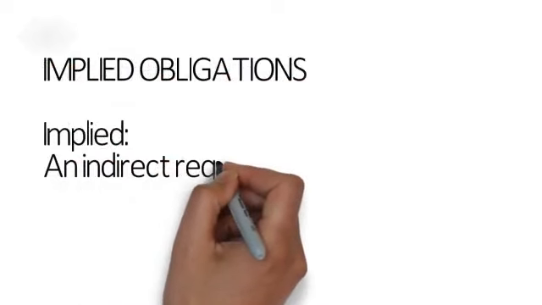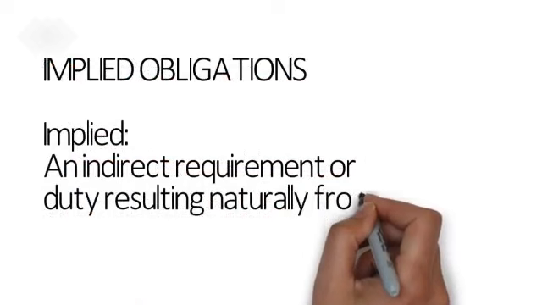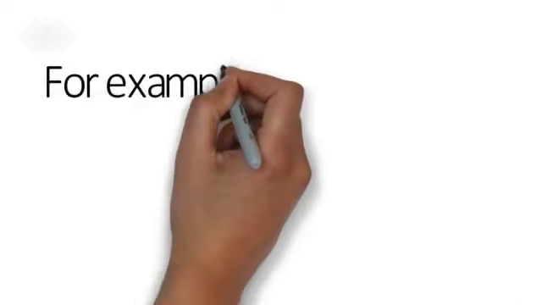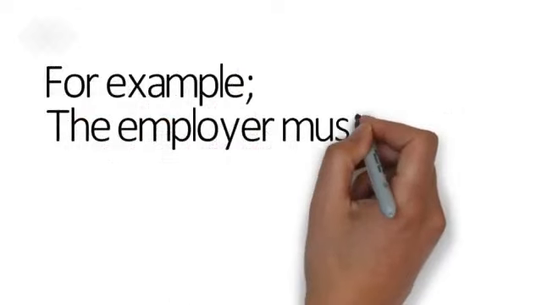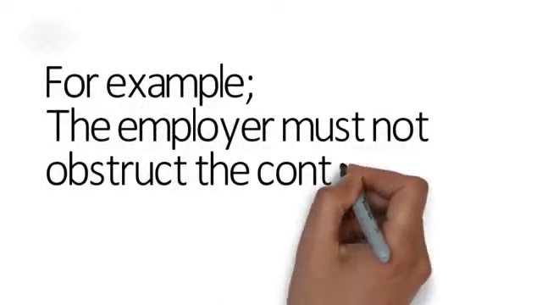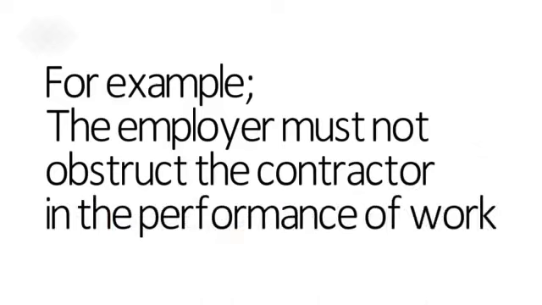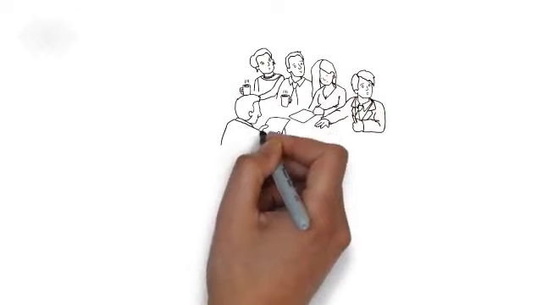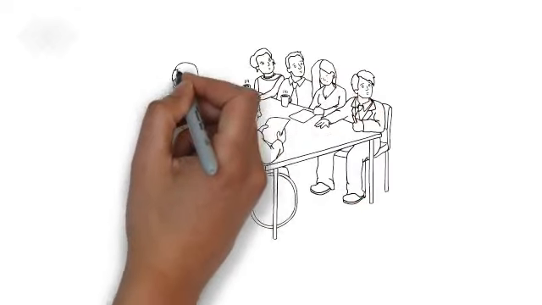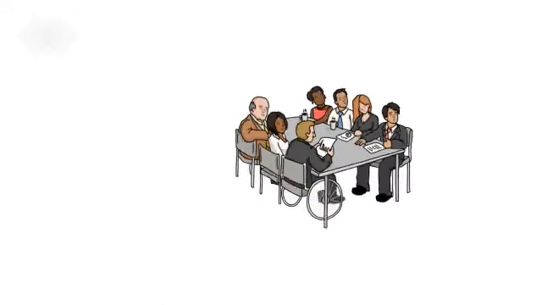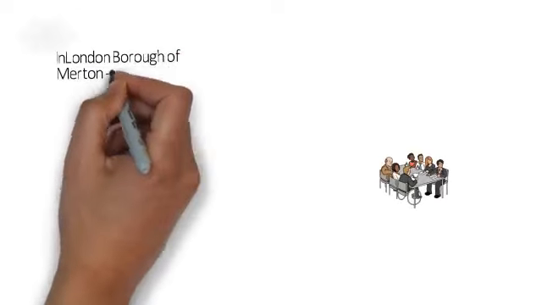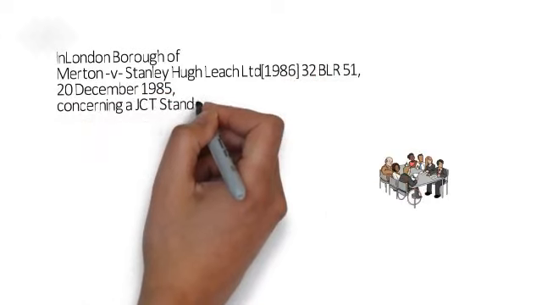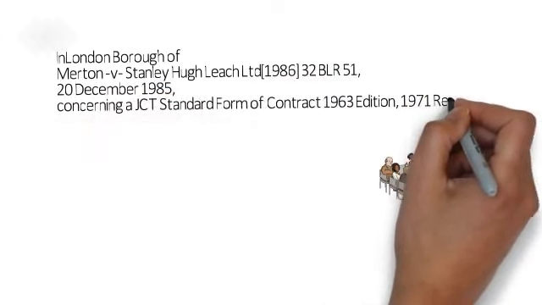The obligations of the employer are divided into 2: implied obligations, or indirect requirements arising naturally from the agreements. For example, the employer must not obstruct the contractor in the performance of the work. In the case of Merton versus Stanley Hughes Leach Limited 1985, the implied obligation of the employer under a building contract is not to hinder the contractor's effort to complete the work and to cooperate with the contractor.